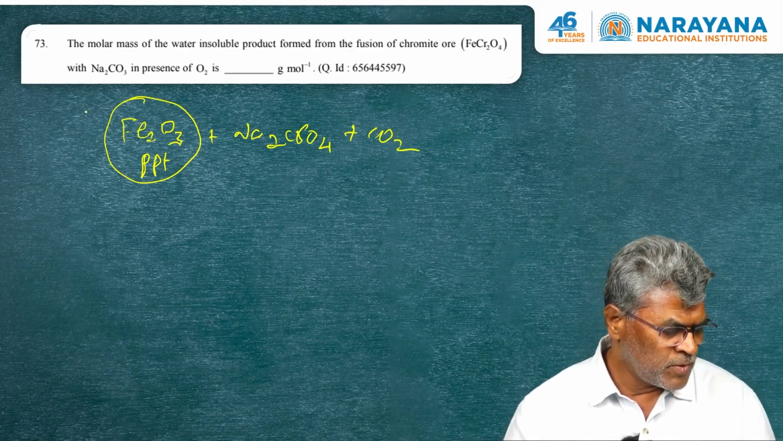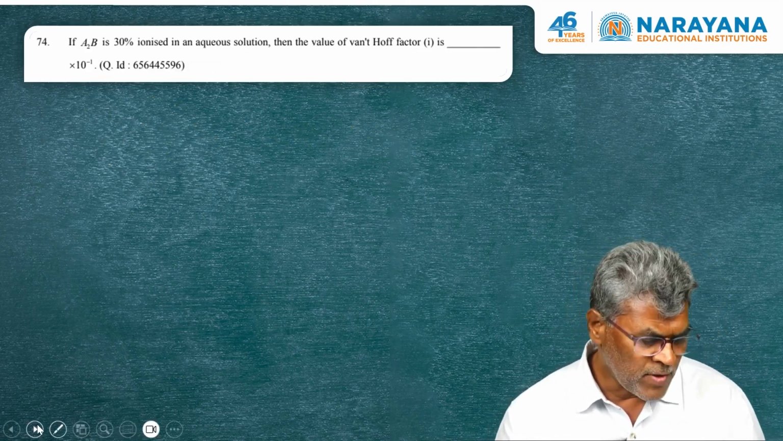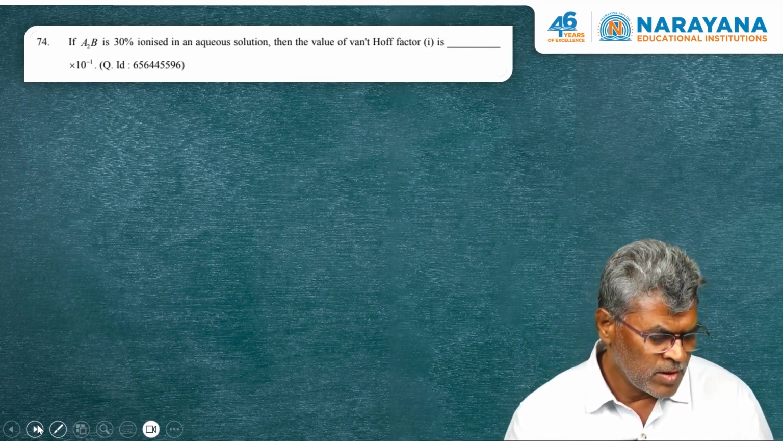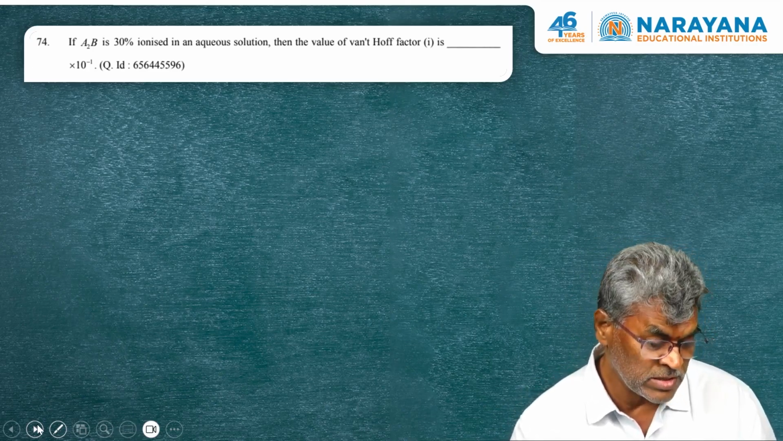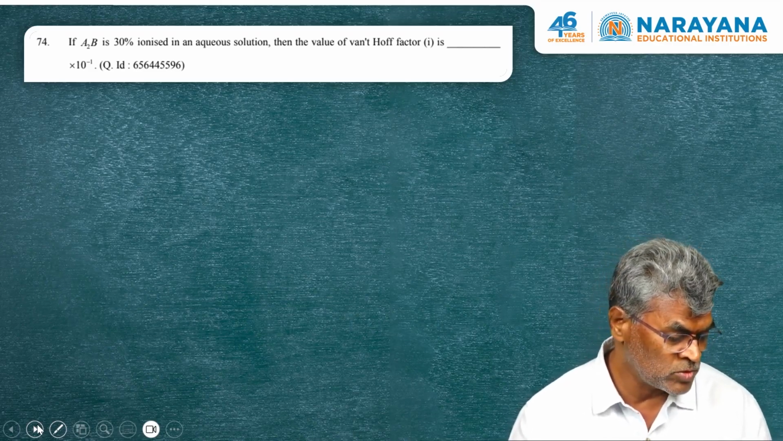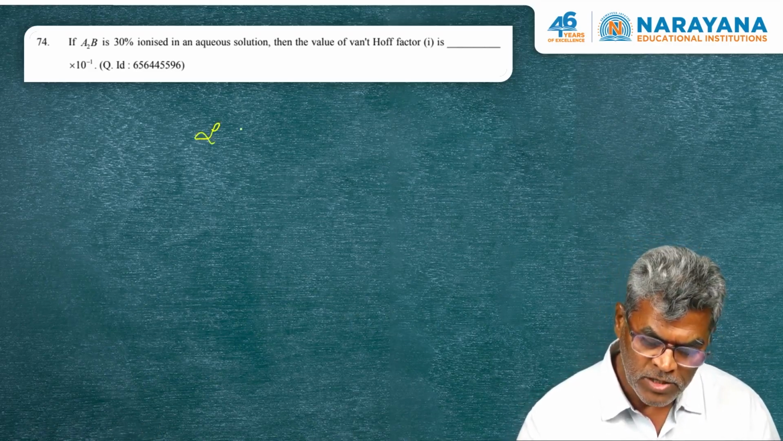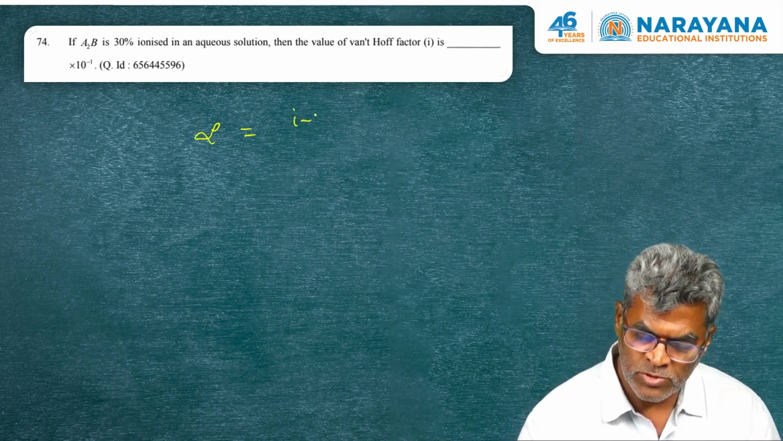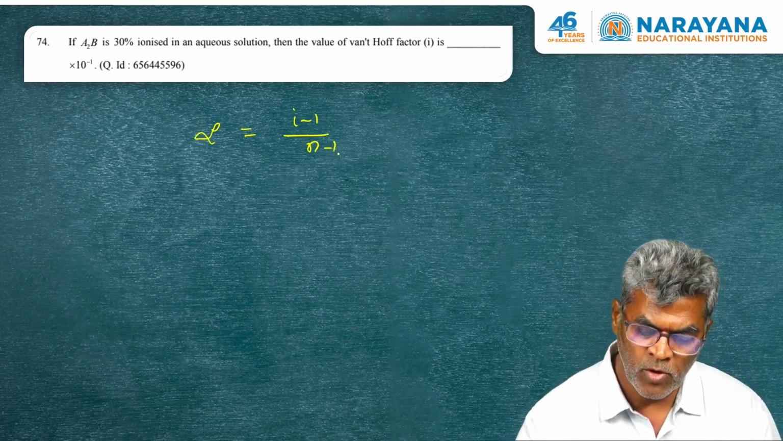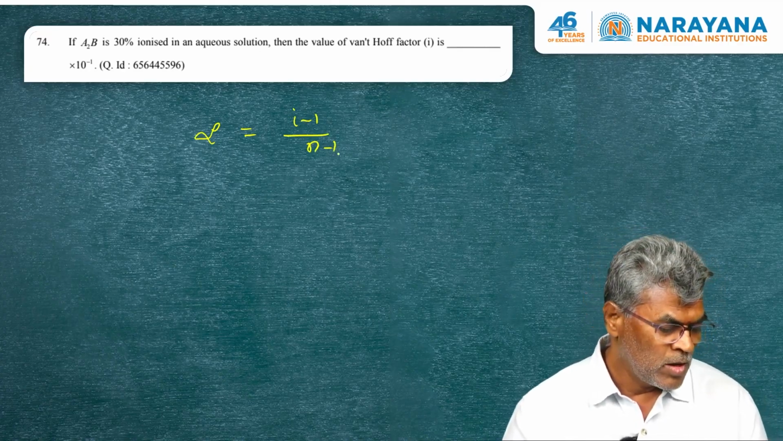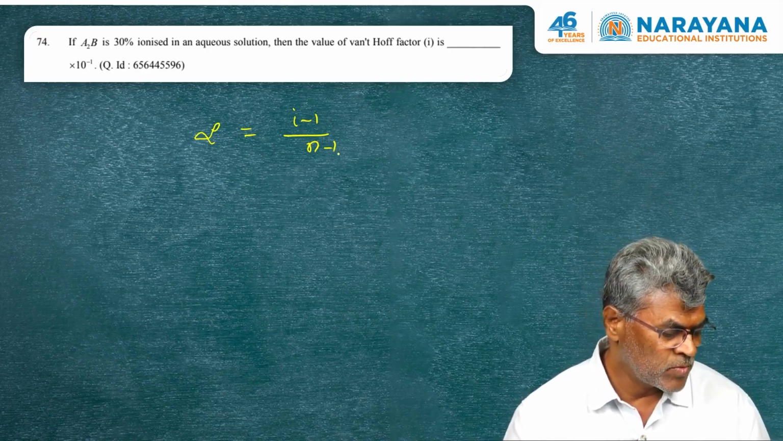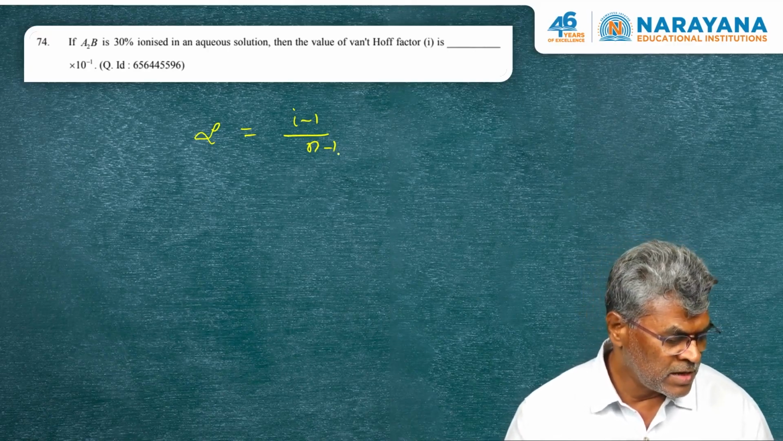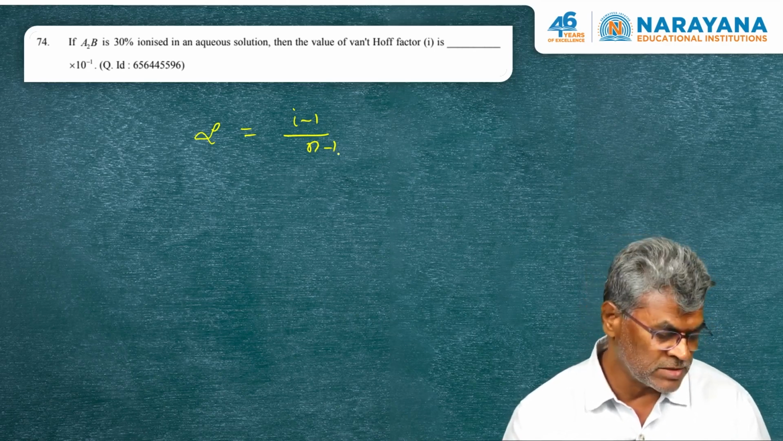Next question, if A2B is 30% ionized, then the value of Van 't Hoff factor is asked. 30% ionized means simply, already we discussed this concept based on this same question. Here alpha is equal to i minus 1 by n minus 1. You apply that principle, you are going to get 1.6 as the Van 't Hoff factor. 1.6 means, since they are giving it in the exponential factor, 16 is the answer.